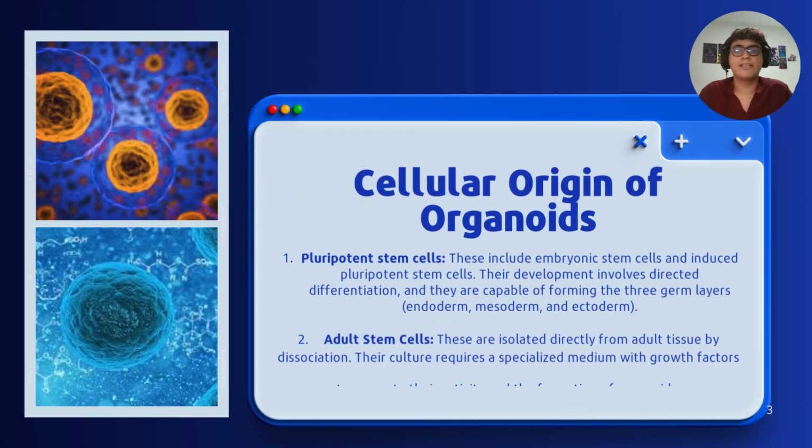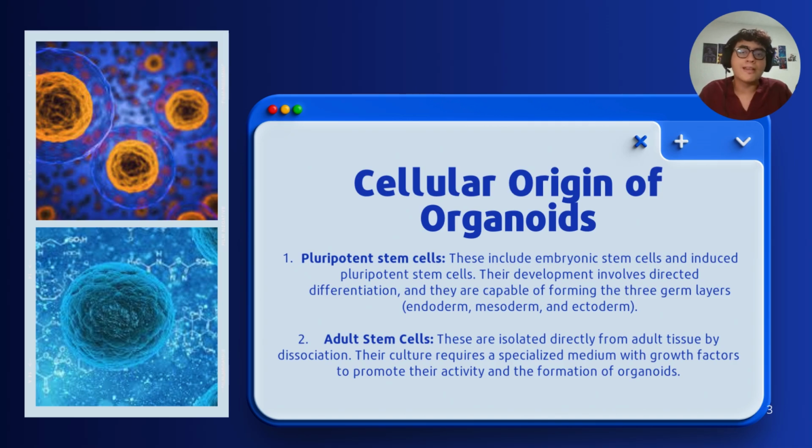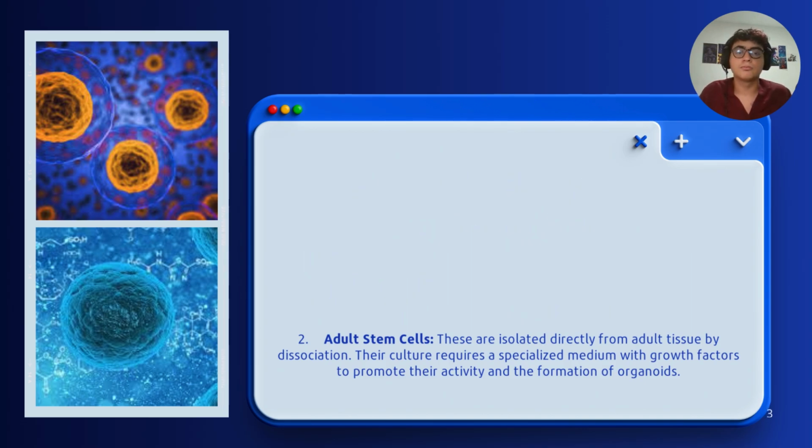Organoids can be generated from two different main sources. On one hand, we have the pluripotent stem cells, which have the potential to become any tissue type in the body. And on the other hand, we have the adult stem cells, which are extracted directly from a specific tissue, for example, a biopsy, and are cultured to form an organoid of that same tissue.